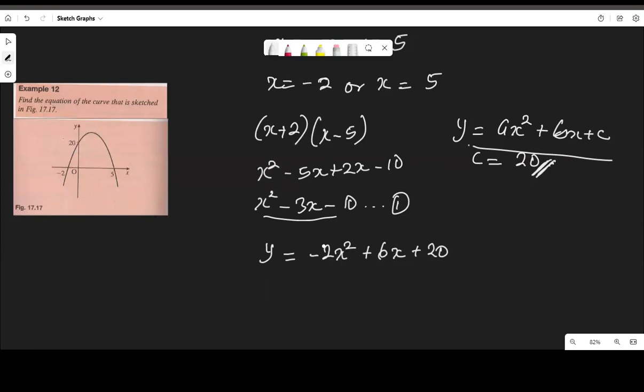And of course, it agrees with what we said earlier that when the coefficient of x squared is negative, we have an n-shaped parabola. And since this is 20 here, we also now have 20 here. So definitely, this is the equation that gives us this graph.